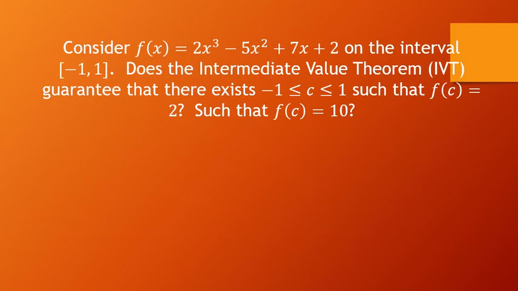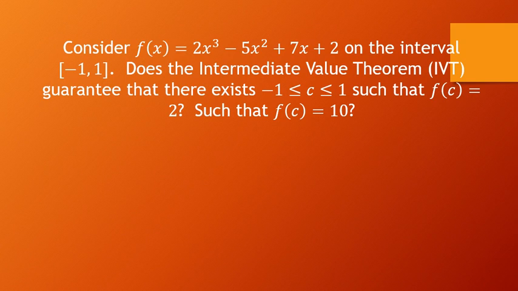So first one here, consider f of x, which is 2x cubed minus 5x squared plus 7x plus 2 on the interval -1, 1. Does the intermediate value theorem, or IVT for short, guarantee that there exists some c value between -1 and 1, such that f of c is equal to 2? Is there a c value guaranteed such that f of c is equal to 10?